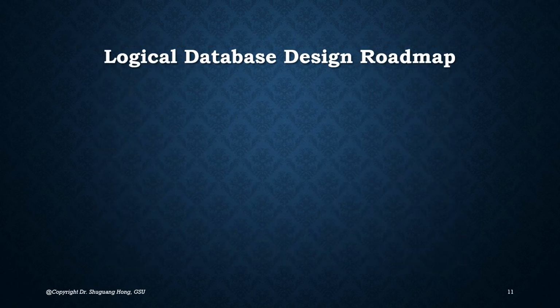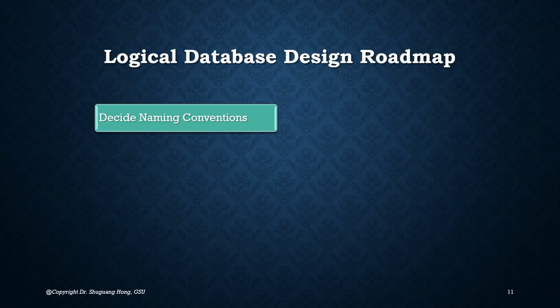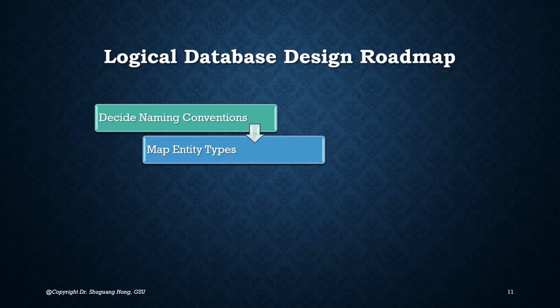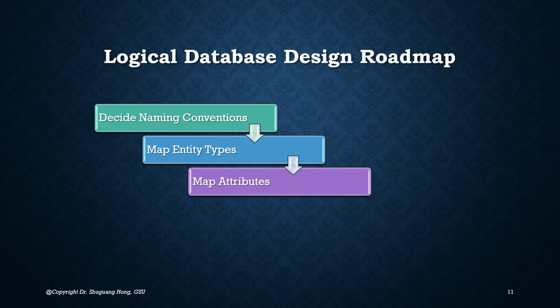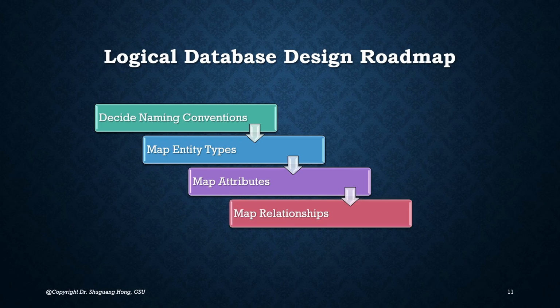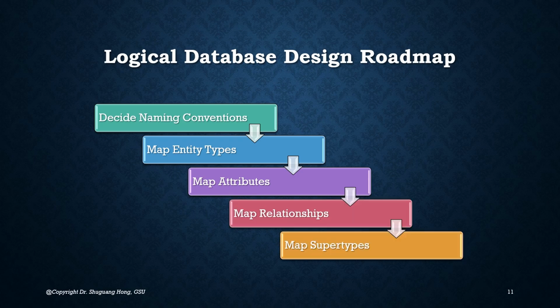Logical database design roadmap. Start with deciding a good naming convention for relations and fields, followed by mapping normal entity types, and then map each type of attributes and each type of relationships. And finally, mapping supertype/subtype relationships. We will discuss the techniques in each step and refer to the techniques as mapping rules.